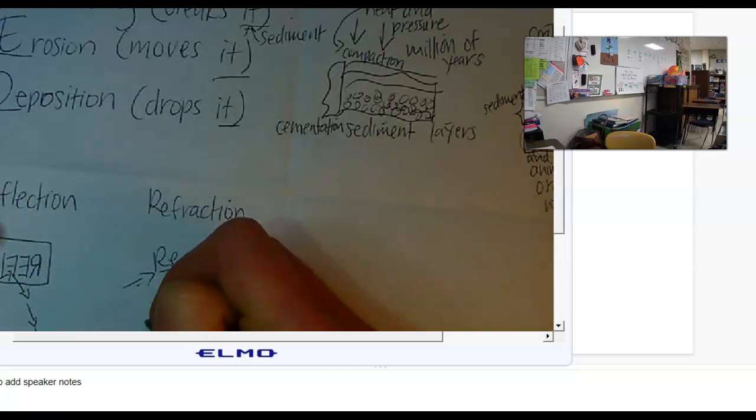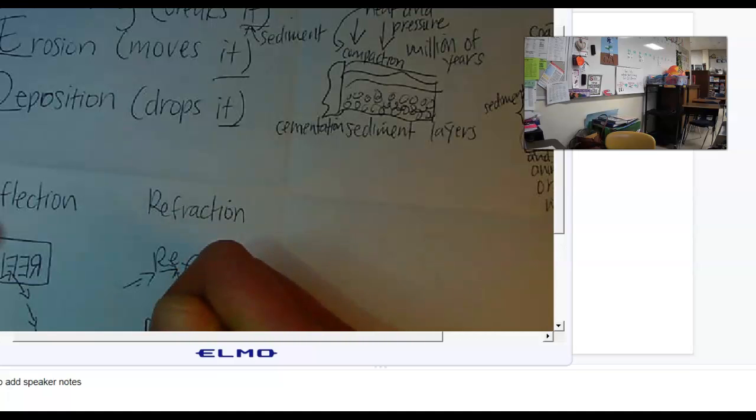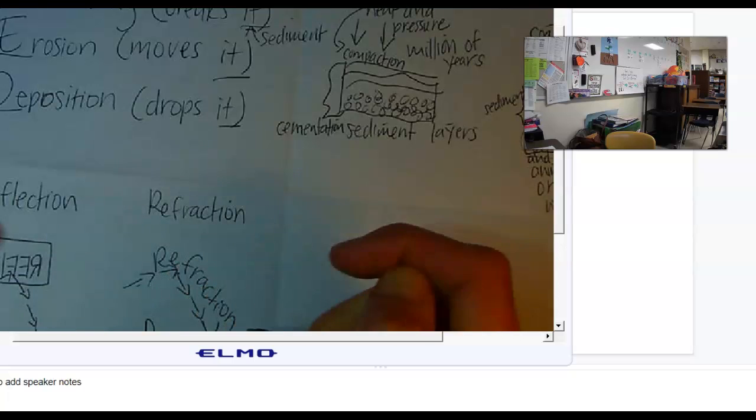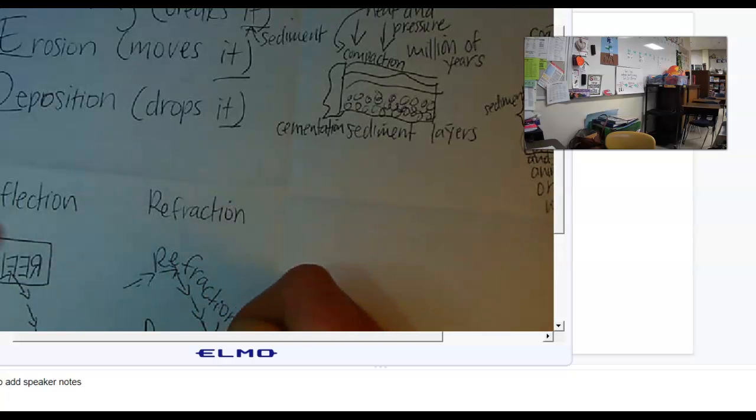And again, they show a light, and it gets smaller and then gets wider. It always looks bigger in the water, doesn't it? That's why it's refraction, because it bends.